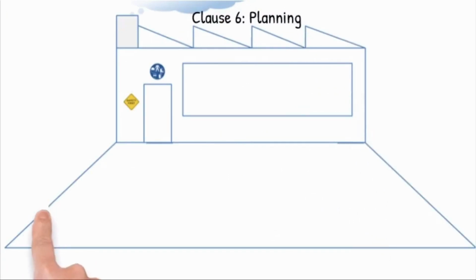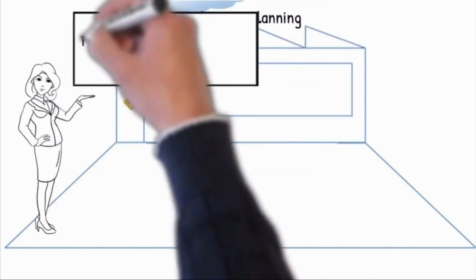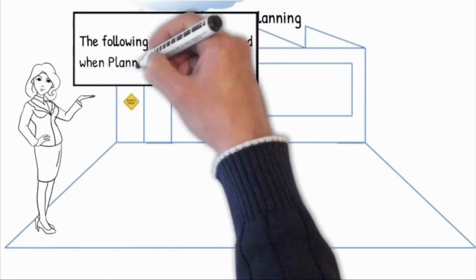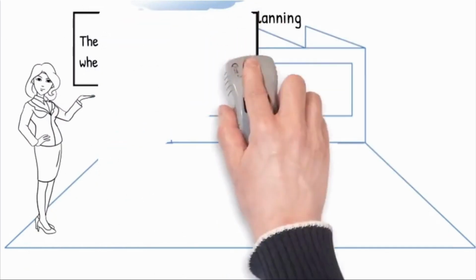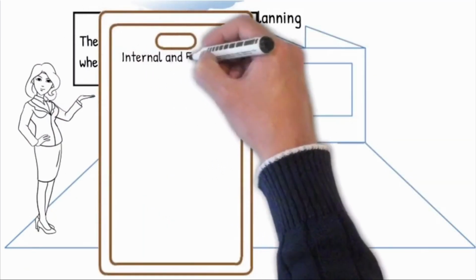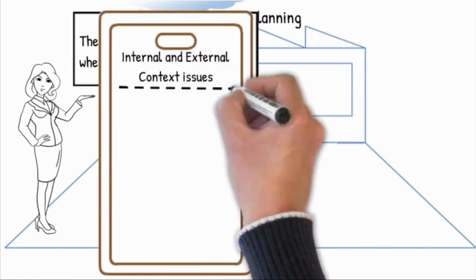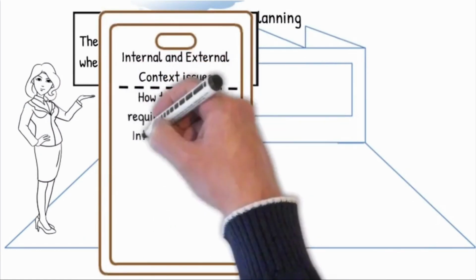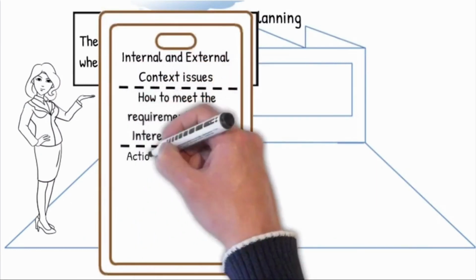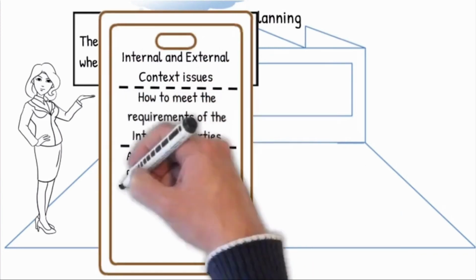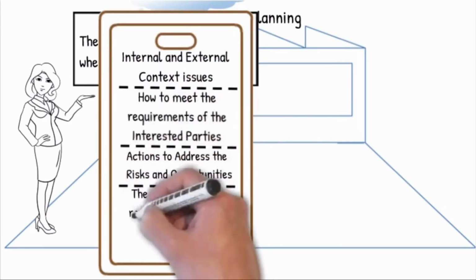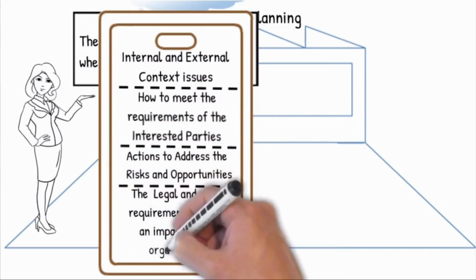Clause 6: Planning. The following must be considered when planning the OH&S system: internal and external context issues, how to meet the requirements of the interested parties, actions to address the risks and opportunities, and the legal and other requirements that have an impact on the organization.